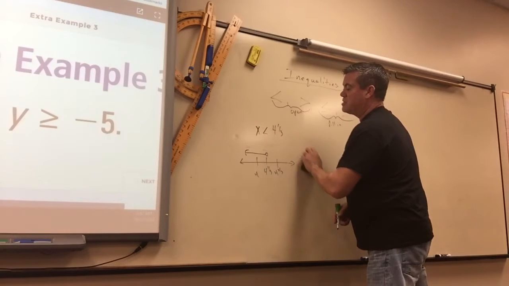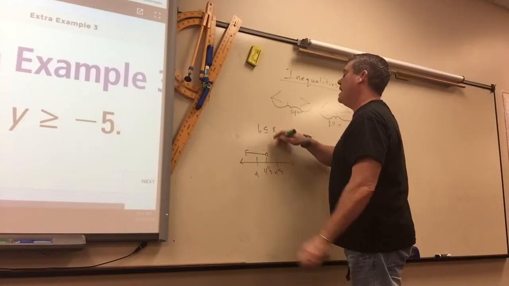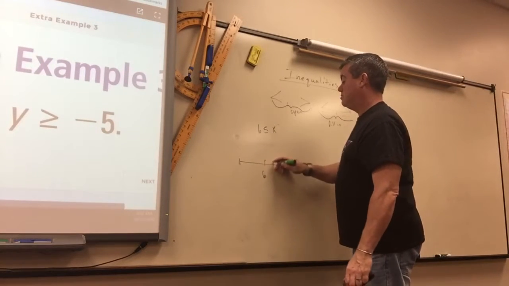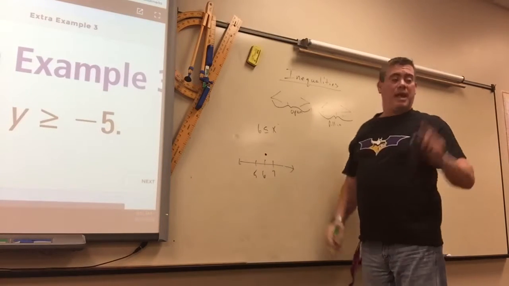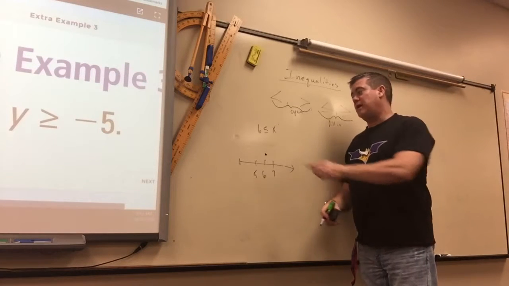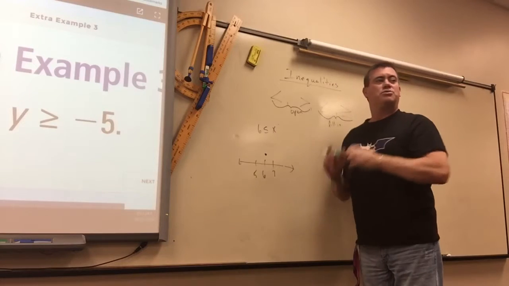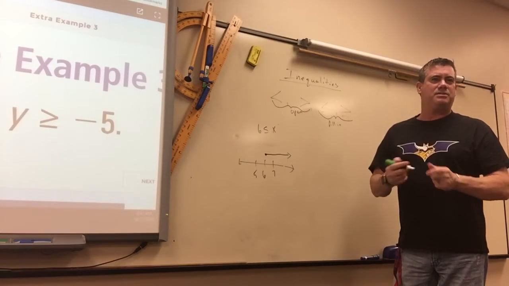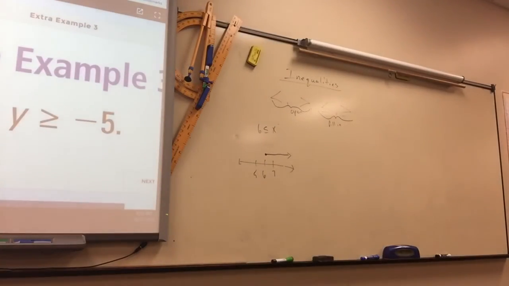Now remember, if the letter's on the other side, if I wrote 6 is less than or equal to X, going to the right. That's filled in, and it's going to the right. Read the letter first. Just read it backwards: X is greater than. So if the letter's greater than, it goes to the right. If the letter's less than, it goes to the left. It's that easy. Okay? I think that is all.